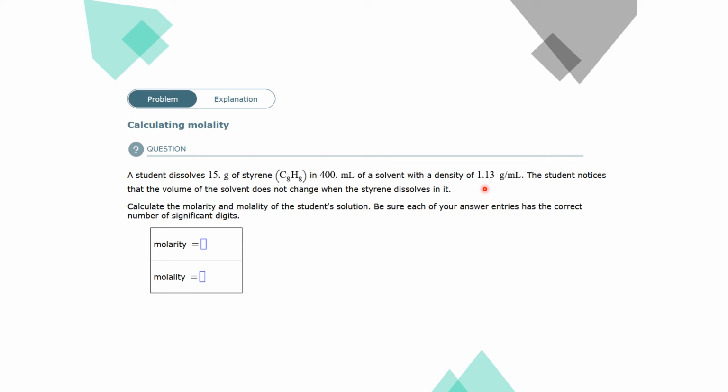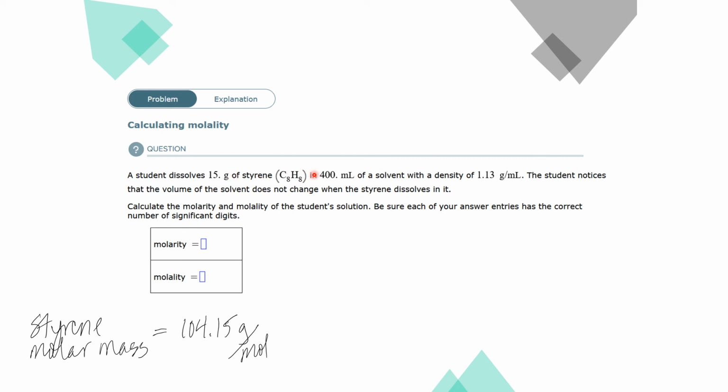Okay, but that in a way makes our life a little bit easier for calculating the mass of our solvent because we don't have to do the subtraction routine we did in the last problem. Okay, so what do we need that's not provided in this problem? Well, we need the molar mass of styrene. So that happens to be this number right here, 104.15 grams per mole.